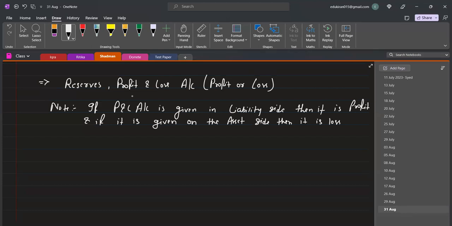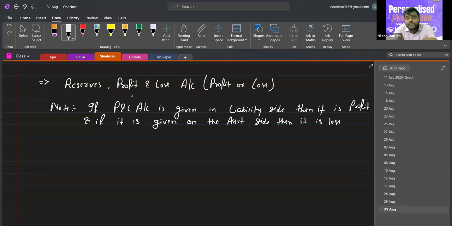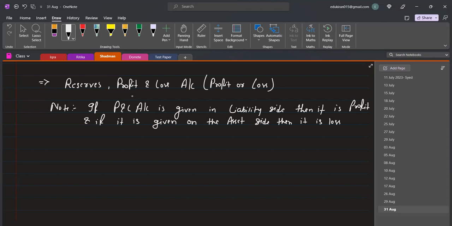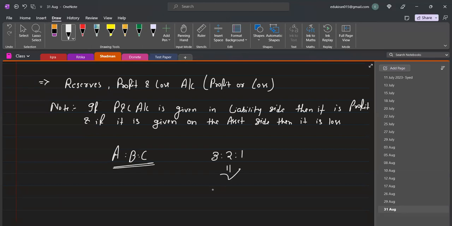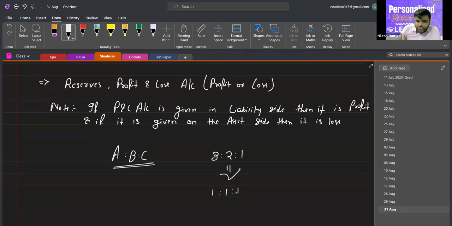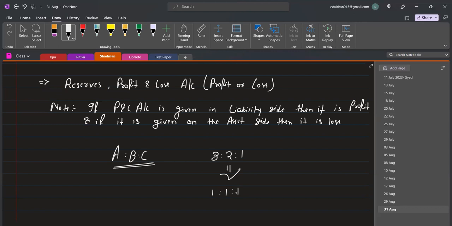And if I say to you that you should leave this money in the business, then you will say it is past profit, only for me. It cannot be distributed between me and you. Yes. So in the same manner, if there is any change in profit sharing ratio, let's say there are three partners, A, B, and C, and they are distributing the profit in 3:2:1, but now they decided to change the profit sharing ratio to 1:1:1.